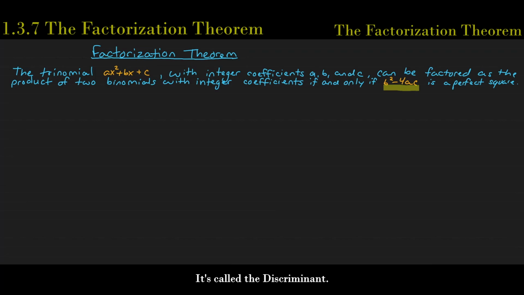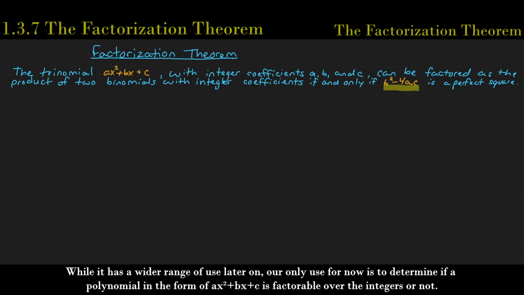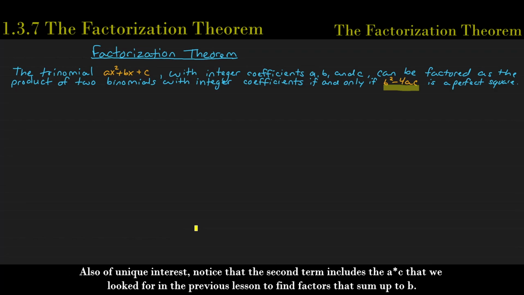It's called the discriminant. While it has a wider range of use later on, our only use for now is to determine if a polynomial in the form of ax² plus bx plus c is factorable over the integers or not. Also of unique interest, notice that the second term includes the a times c that we looked for in the previous lesson to find factors that sum up to b.